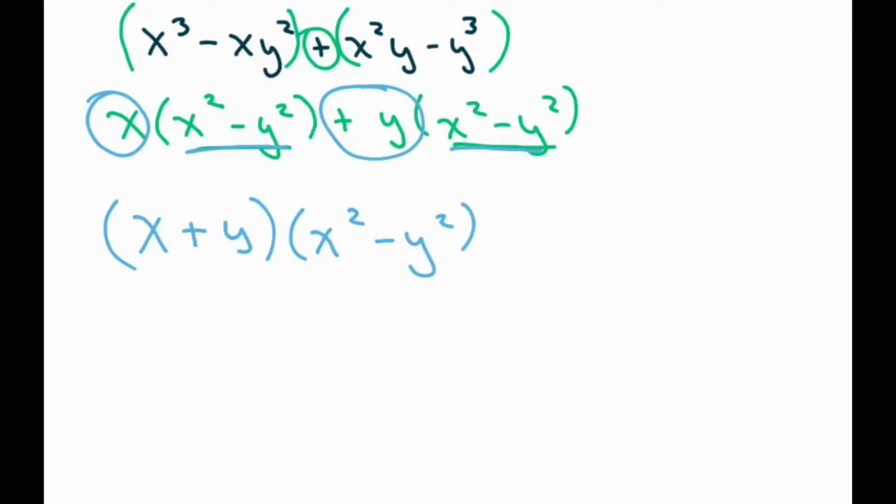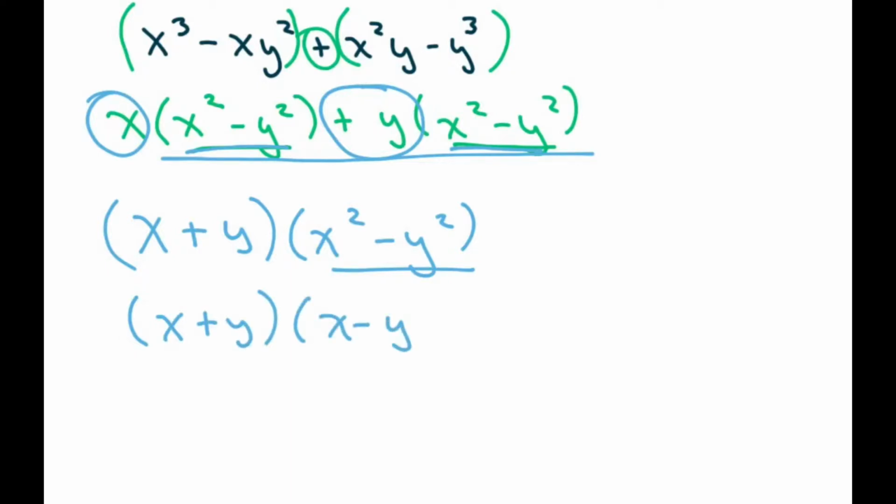So basically, this is following the distributive property. And now I can also factor this with my difference of squares that we already talked about. So that's going to be x minus y times x plus y. And that's factored completely. And that's it.